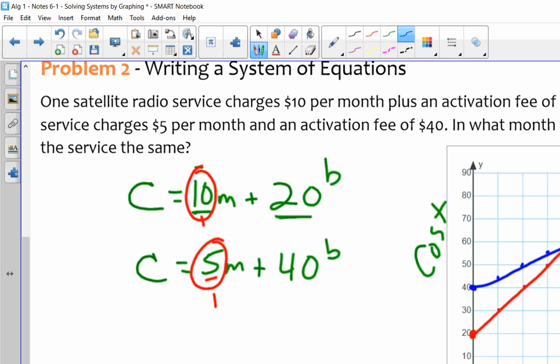Okay? And then now the question is, in what month was the cost of the service the same? Okay, so the cost of the service is the same where they intersect. They intersect right there. If I look, that's going to be at 4 months. So their cost is going to be the same at 4 months, and the cost at that particular time is $60.